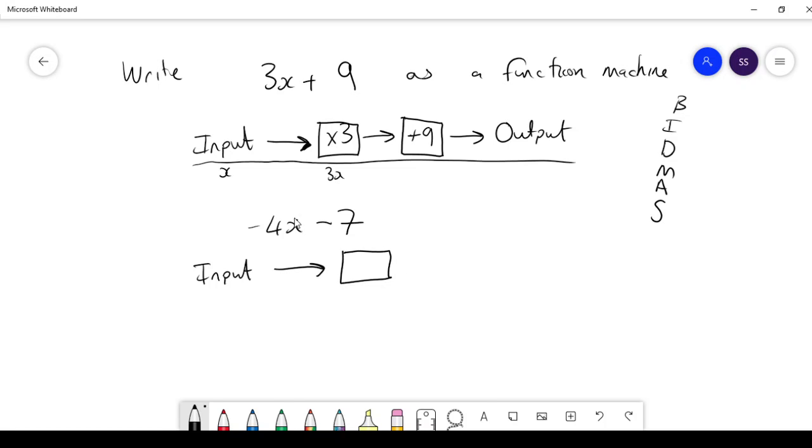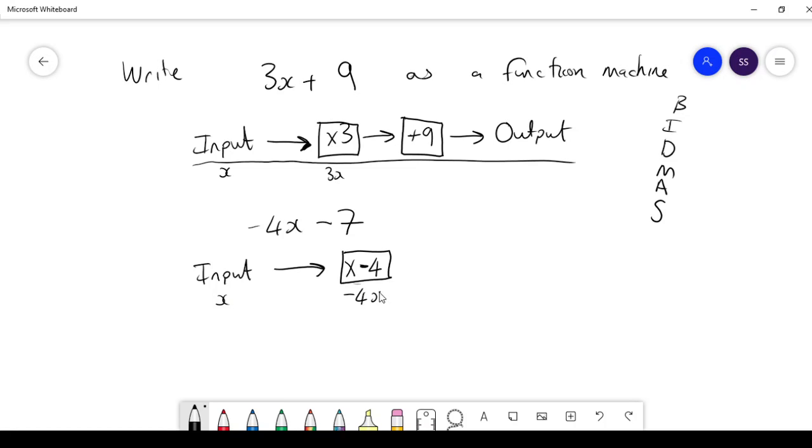What's happening first? Well, the multiplication is happening first. That's the first thing that we're doing to this x. So we're going to times, and then what are we timesing the x by? We've got minus 4x. That's the same as minus 4 times x. So it's times minus 4.